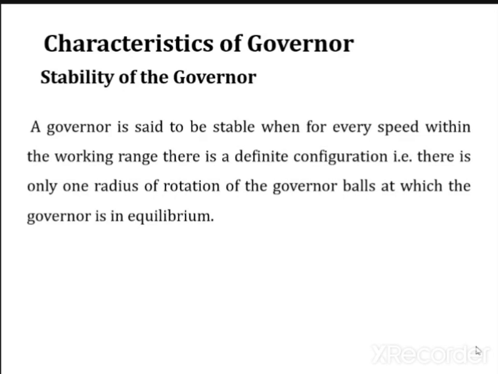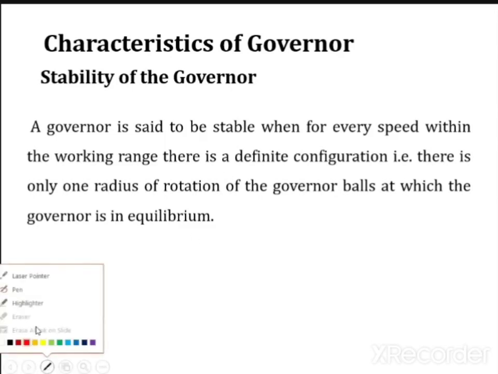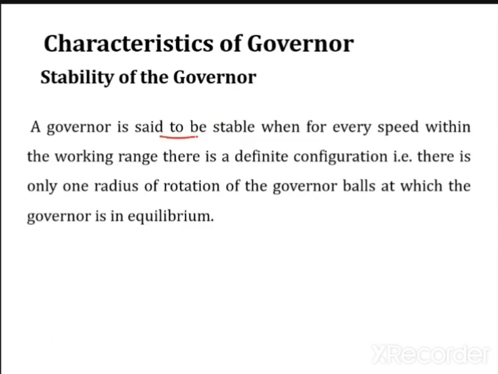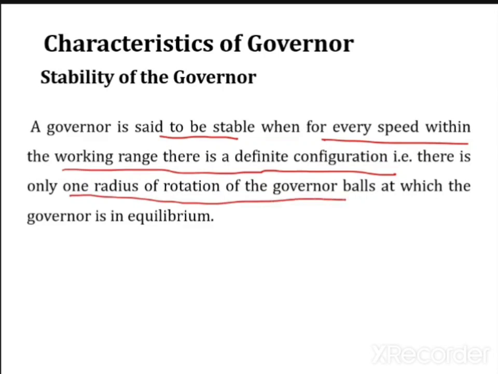Now, how can you define the stability of a governor? A governor is said to be stable when for every speed within the working range, there is a definite configuration. What is the definition? It means there is only one radius of rotation of the governor balls at which the governor is in equilibrium. Try to understand, I will help you. What do you mean by the equilibrium speed? Let us say that the governor reaches an equilibrium speed N.